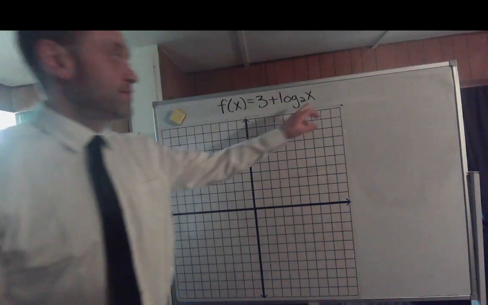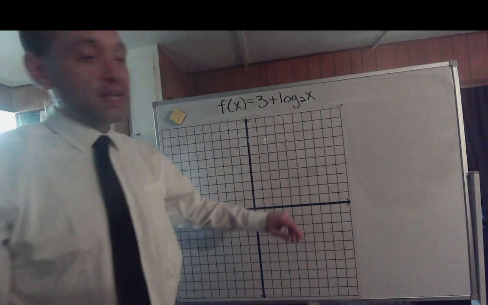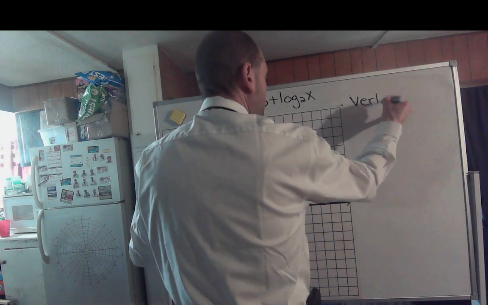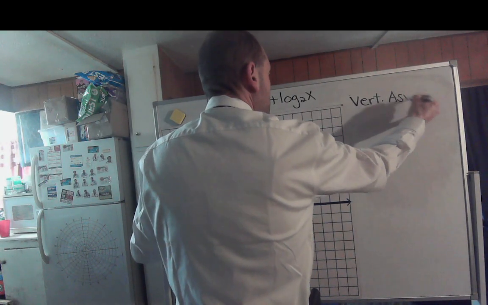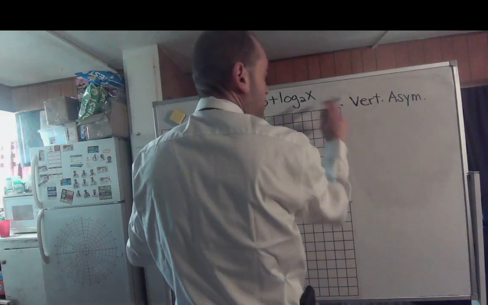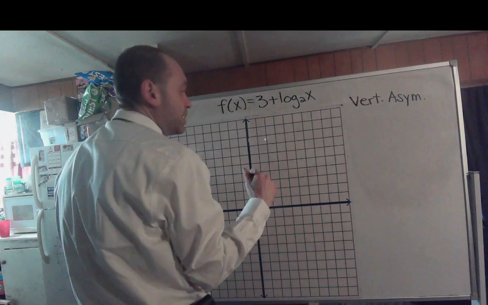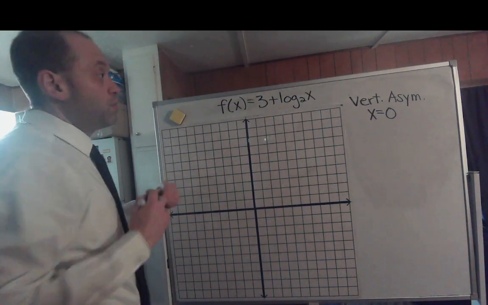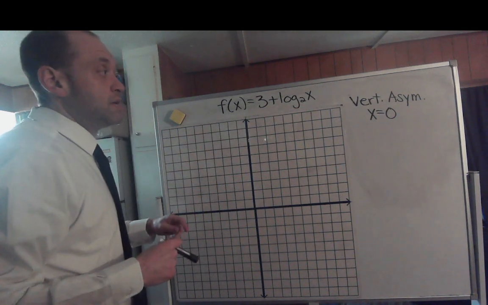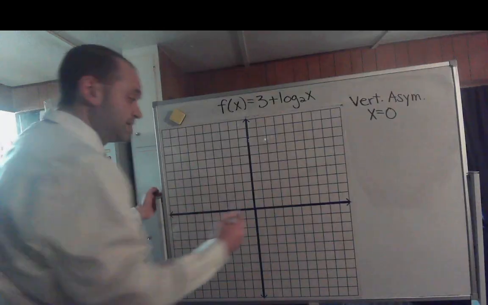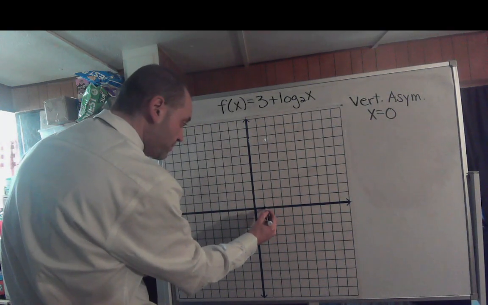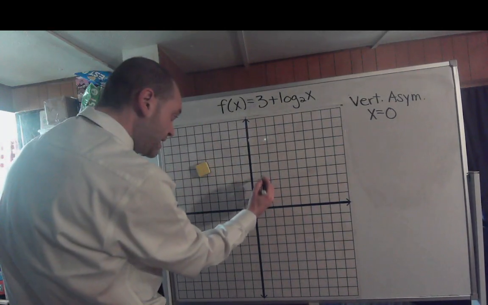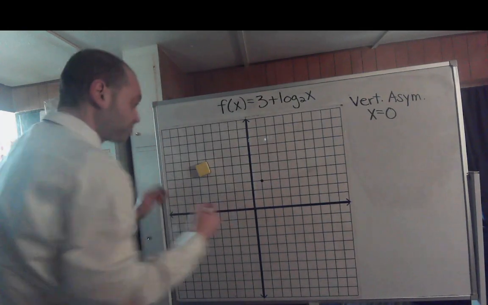Let's say I pick 1 for x. Well, definitely going to have a vertical asymptote at x equals 0 still. That doesn't change my vertical asymptote, because 2 to no power is going to equal 0. So my vertical asymptote is x equals 0. But what about when x is 1? Log base 2 of 1 is 0, so y would be 0. But I have to add 3 for the vertical shift. I would actually be up at y equals 3.